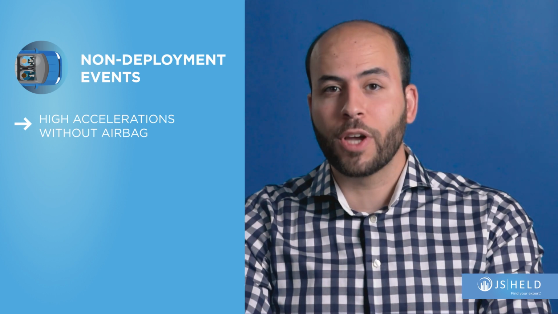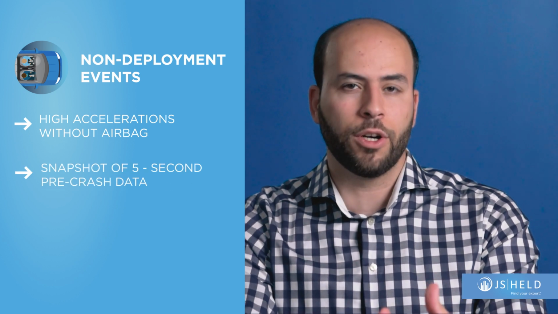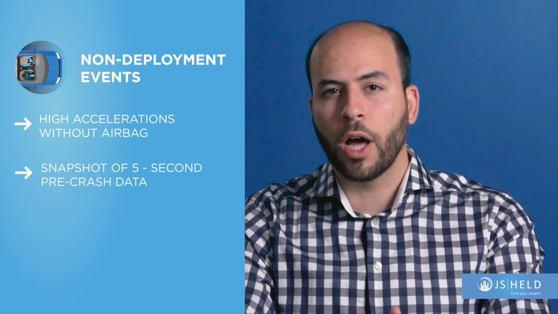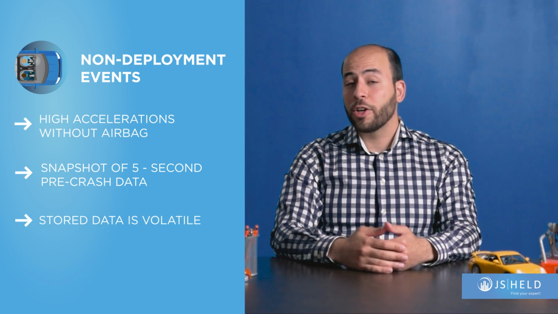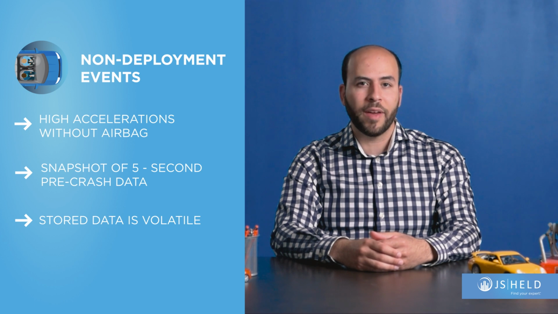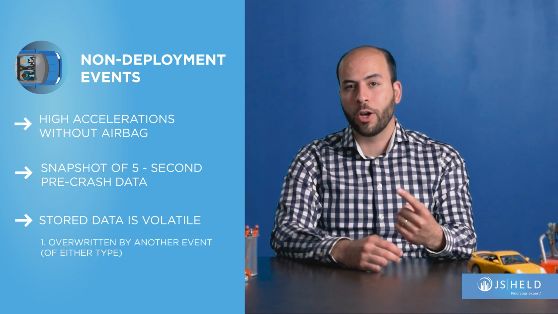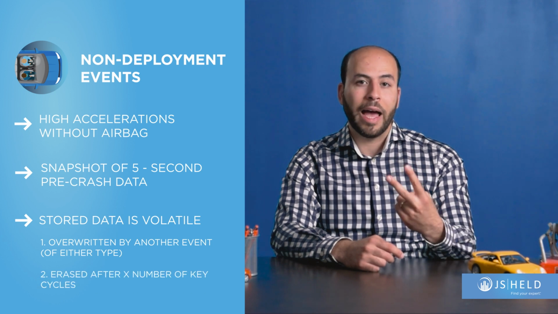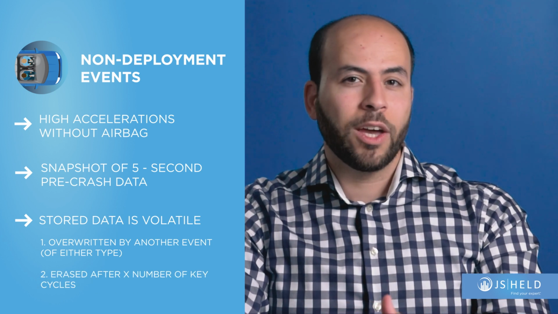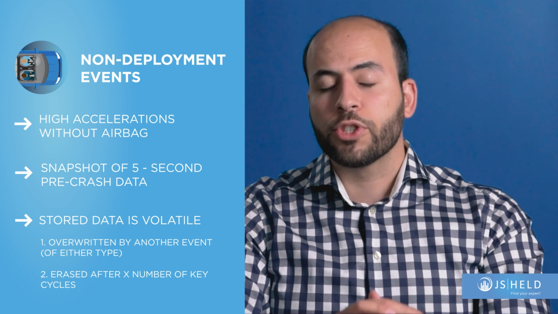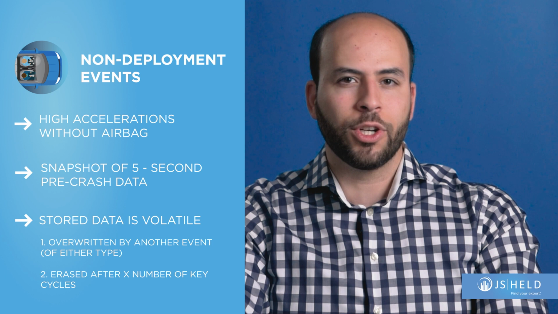Like the deployment events we just covered, non-deployment events record some data a few seconds before the event occurred. But what's crucial to know about non-deployment events is that their data is volatile and it can be overwritten. There are generally two situations where a non-deployment event can vanish from a black box. Number one, when another event is recorded and overwrites it, or number two, after a certain number of key cycles. There are exceptions to this rule, but the general takeaway is that non-deployment events are extremely vulnerable to being cleared if they are not swiftly preserved after the collision in question.